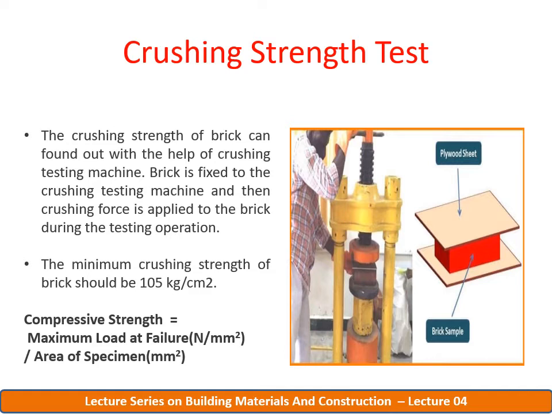The compressive strength of the brick is calculated using the formula: maximum load at failure divided by the cross-sectional area of the specimen. The unit for measuring the compressive strength is Newton per mm square. So we'll study the procedure, how the test is conducted.